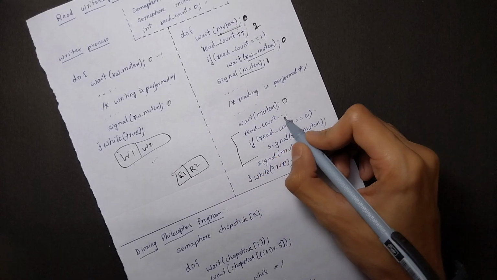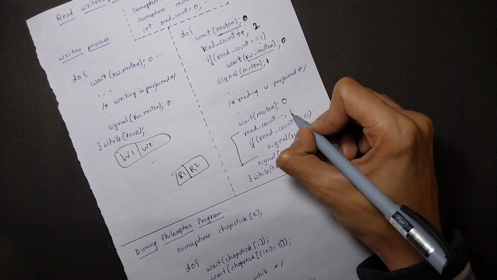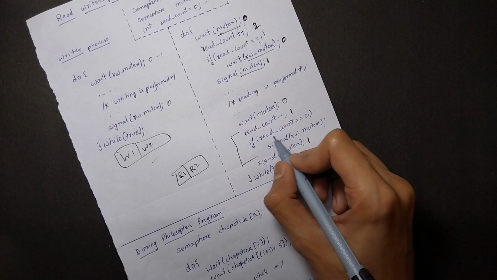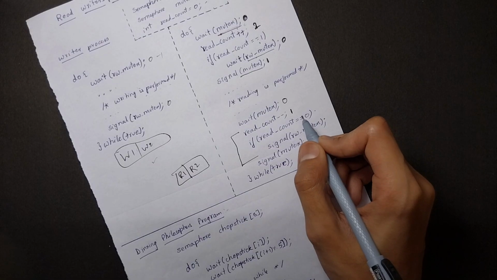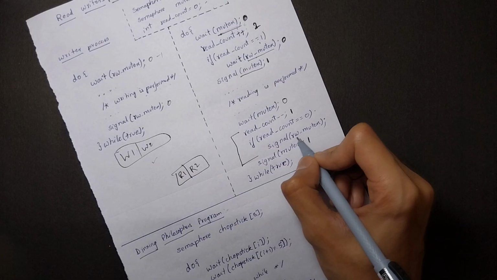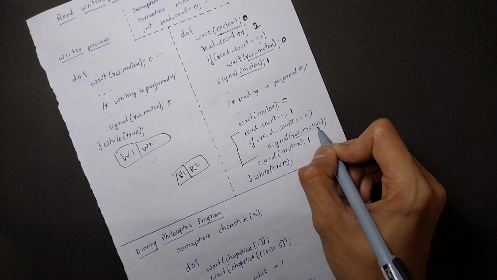So once again reader count minus minus, so it was 2 readers, it will become 1 reader. So if read count equals 0, so 1 equals 0, no. So there is still another reader, so don't reset this mutex value to 0.